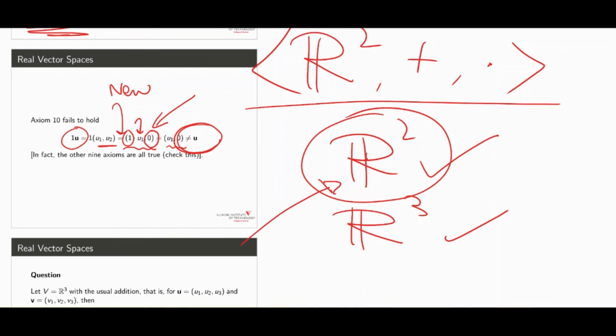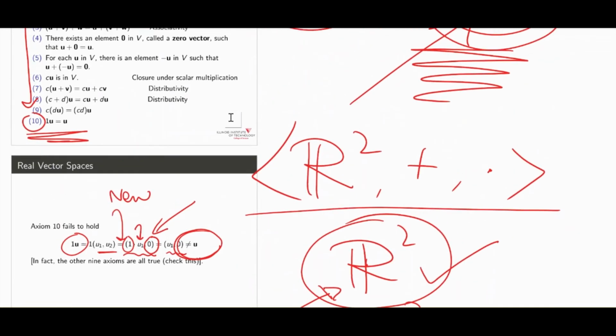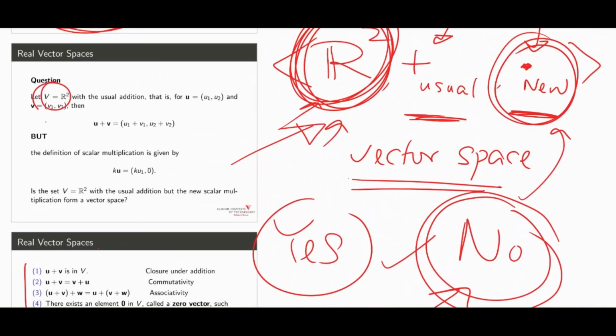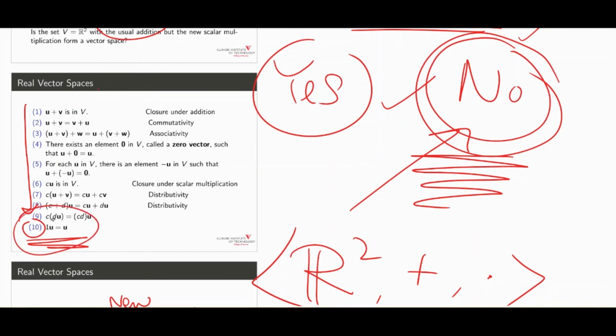So again, this is just to illustrate and emphasize that a vector space consists of three things: the set, the addition operation, and the scalar multiplication. And this is an example to show you that even though we are in the very familiar R2, with a very familiar addition, your scalar multiplication is different. You will see that in this case, axiom 10 fails to hold. Therefore, it will not be a vector space.